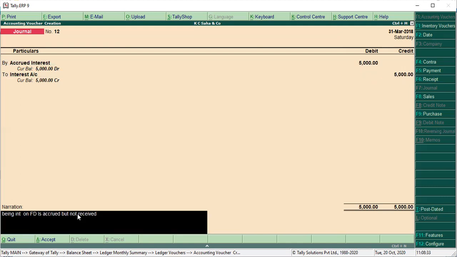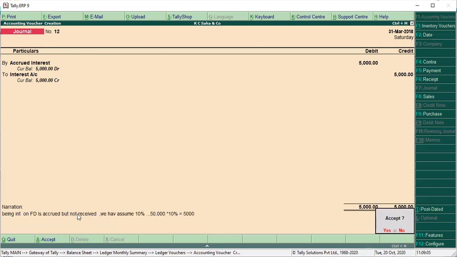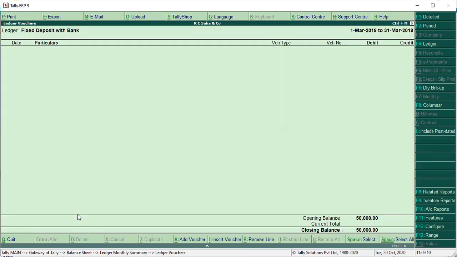But here you have to mention that I have assumed 10%, so I have written 10% here. If you are assuming 5%, 4%, 7%, whatever percentage you are assuming, you just have to write it down here. So they will come to know that 50,000 was my fixed deposit amount and 10% comes to 5,000, so I have taken that amount. Clear everyone? Yes. Okay, so this was the last entry of finalization of this company, that is KC Shah and Company.